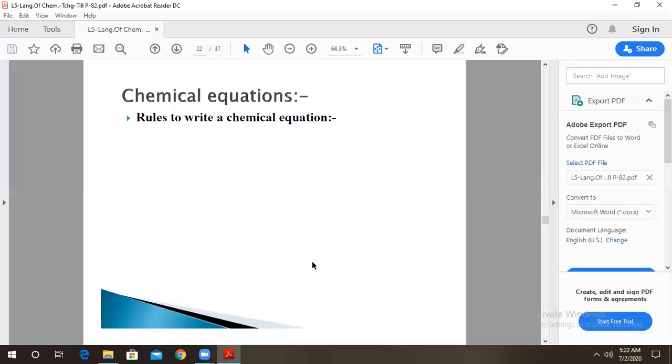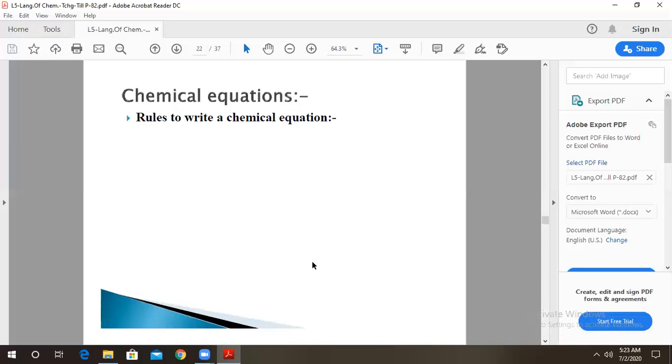And what are the rules? The first one: the reactants are written on the left hand side and the products on the right hand side. Both of them are separated by an arrow. The arrow always points towards the product. Is it clear? Very good. Second rule: the conditions of the reaction are written on top of the arrow. Suppose heat, so the temperature, say 120 degrees Celsius, or the pressure if required, is written on the arrow. Is it clear?